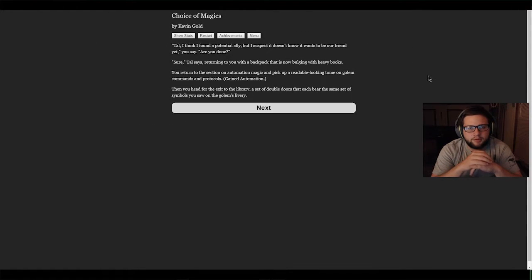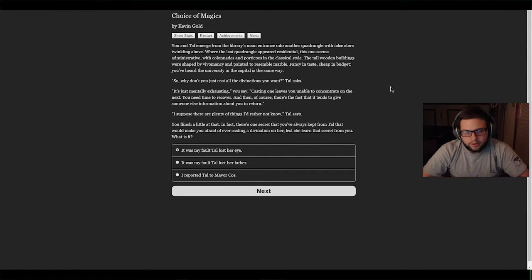Tal, I think I found a potential ally, but I suspect it doesn't know it wants to be our friend yet, you say. Are you done? Sure, Tal says, returning to you with a backpack that is now bulging with heavy books. So you return to the section on automation magic and pick up a readable-looking tome on golem commands and protocols. We gained automation. Then you head for the exit to the library, a set of double doors that bear the same set of symbols you saw on the golem's livery.